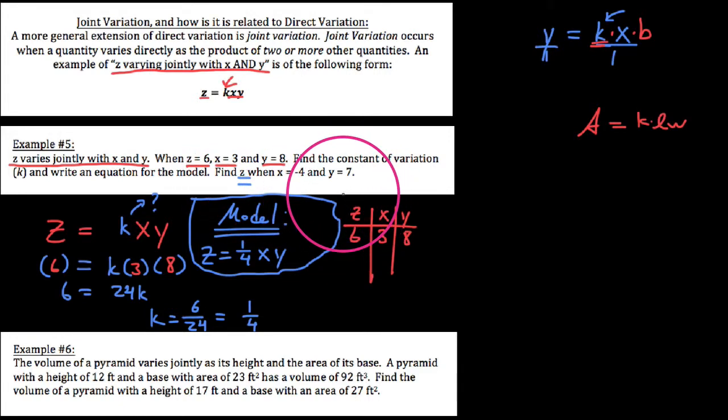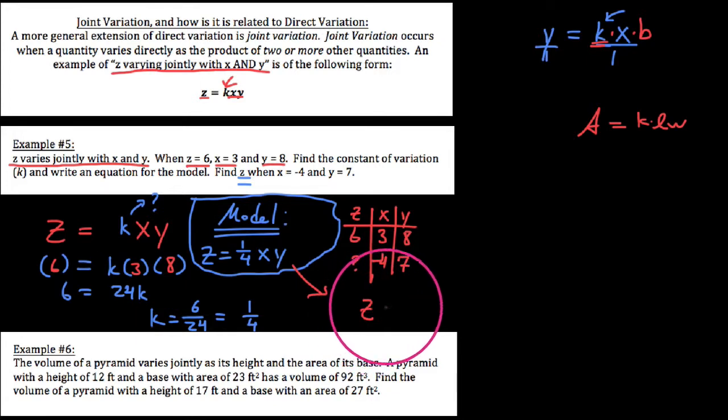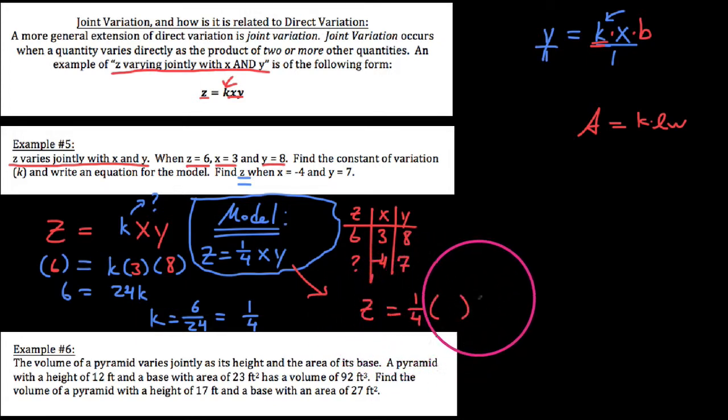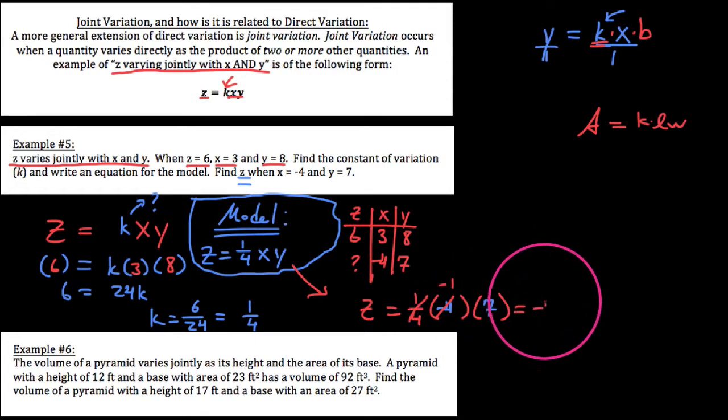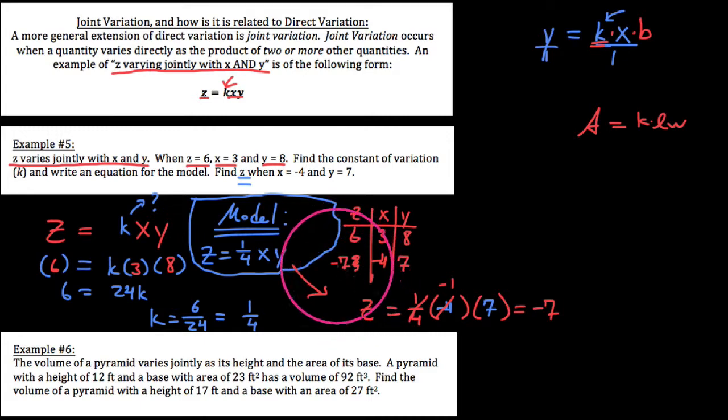And so what we want to do now is find z when x is equal to -4 and y is equal to 7. So I'll put in a -4 for x and I'll put in a 7 for y. And so using our model here, we say z equals 1/4 x times y, where x is -4 and y is 7. In other words, I suppose we could say that this 1/4 and the -4 cross cancel. This would become a -1, and -1 times 7 is a -7. So I could determine that this value here must be a -7.